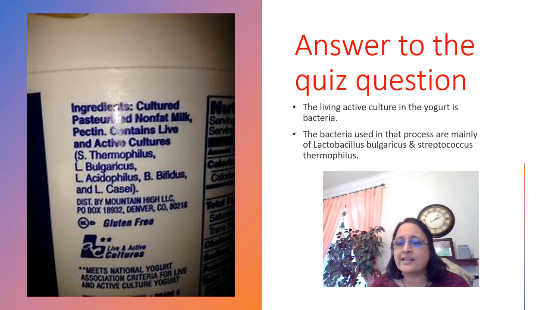In fact, these are called probiotic cultures that are useful to us, and they can turn plain old milk into a yummy yogurt treat. They produce lactic acid that coagulates the milk proteins, thereby turning the milk into thick yogurt. The bacteria used in this process are mainly Lactobacillus bulgaricus and Streptococcus thermophilus.